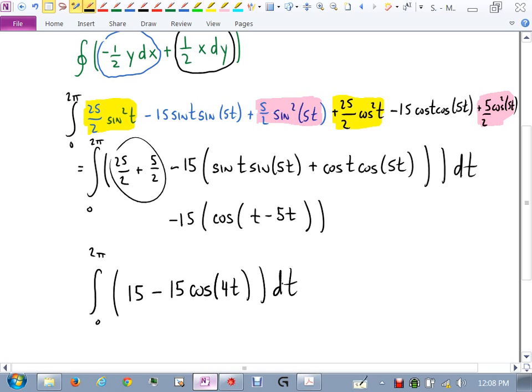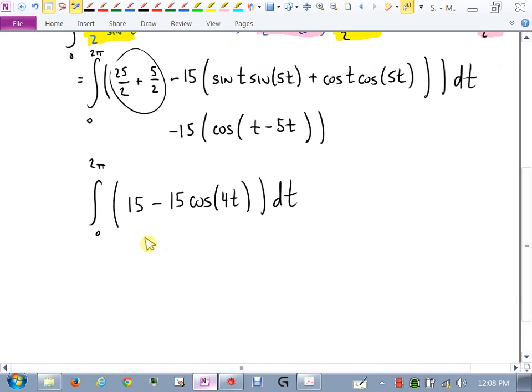What's the moral of the story here? That's why they give you three different forms, because sometimes one of them is going to be a lot better than the others. It just depends. In this case, it was great. This third format was great because a lot of my trig identities were able to come into play. I'm going to go ahead and finish this out.